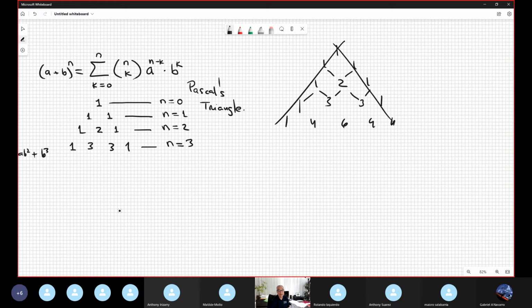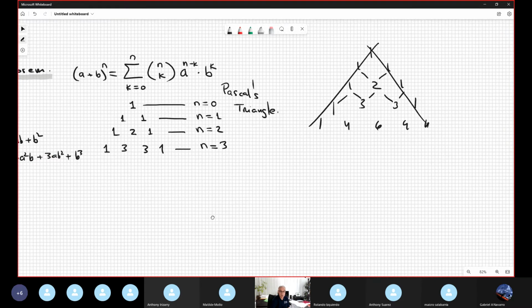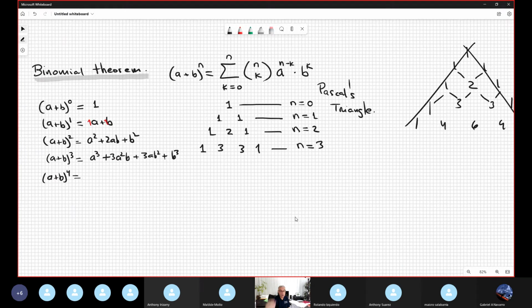So at least I determined what the rule is. I don't know if it works forever or not. If you want to investigate this, you apply mathematical induction, but it's a long process. You trust me, Newton did it. This is 1, this is 4, this is 6, this is 4 again, and this is 1. This is for n equal 4.